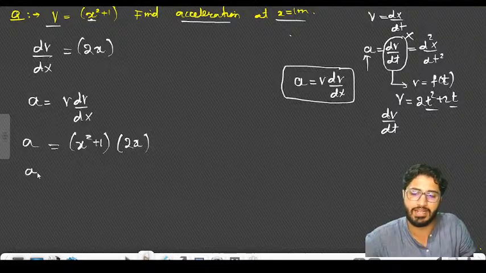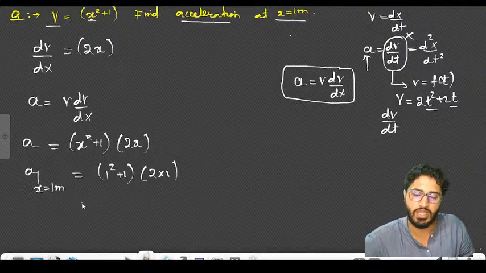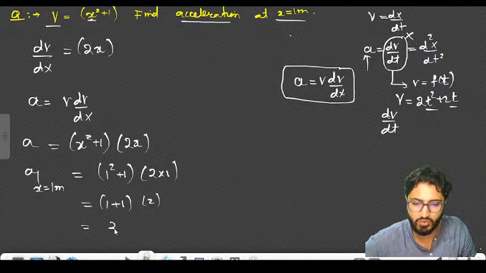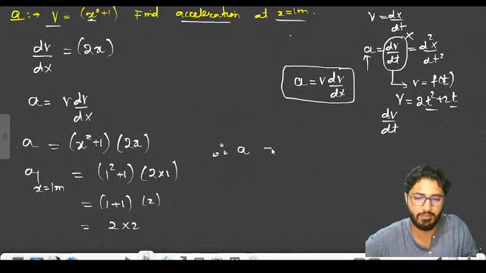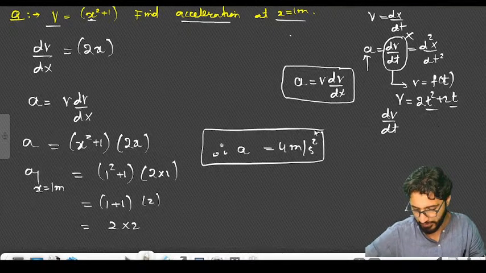But I need acceleration especially when x equals to 1 meter. I can put 1 square plus 1 into 2 into 1. I can write here 1 plus 1 into 2. Then it is 2 multiplied by 2. Therefore, my acceleration came out to be 4 meter per second square.